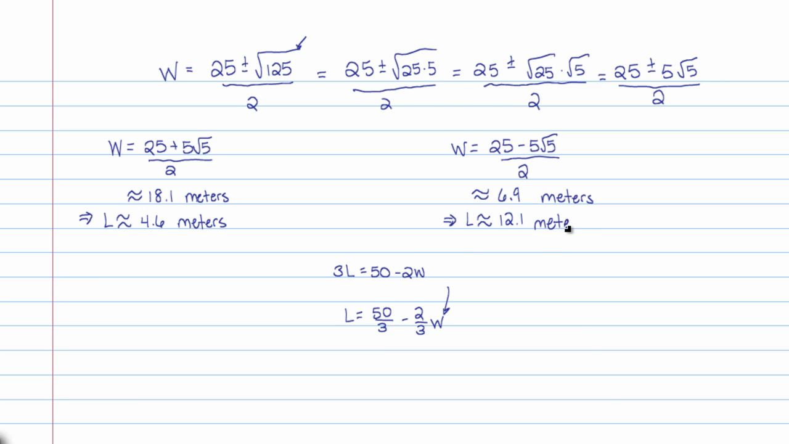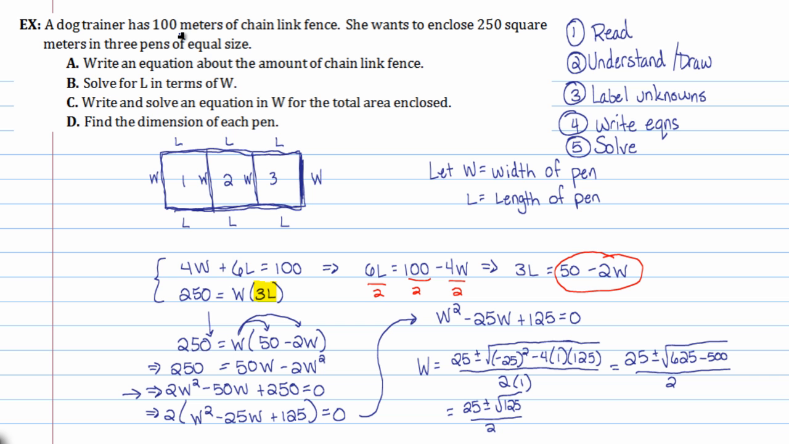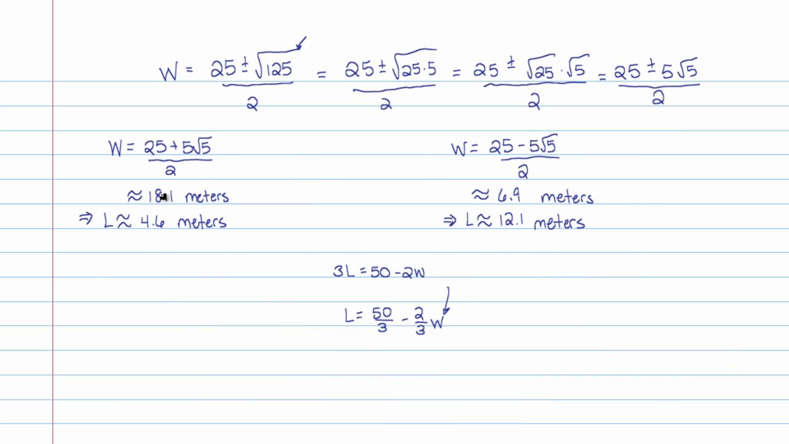There's two possibilities for setup to get to this situation that we're asking for here. If we have 100 meters of chain link fence and we want to enclose 250 square meters in 3 pens of equal size, we can make two configurations, either 18 by 4.5 or 7 by 12s for pens.